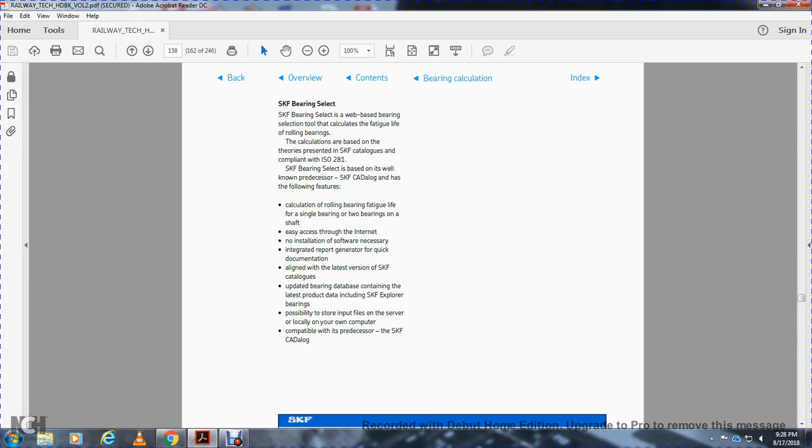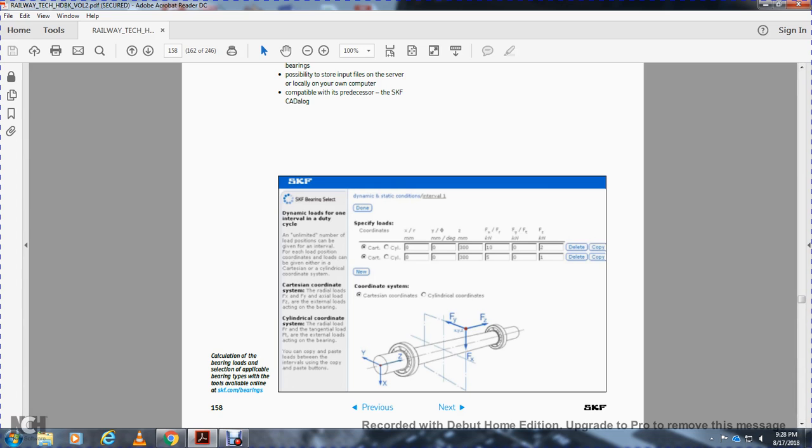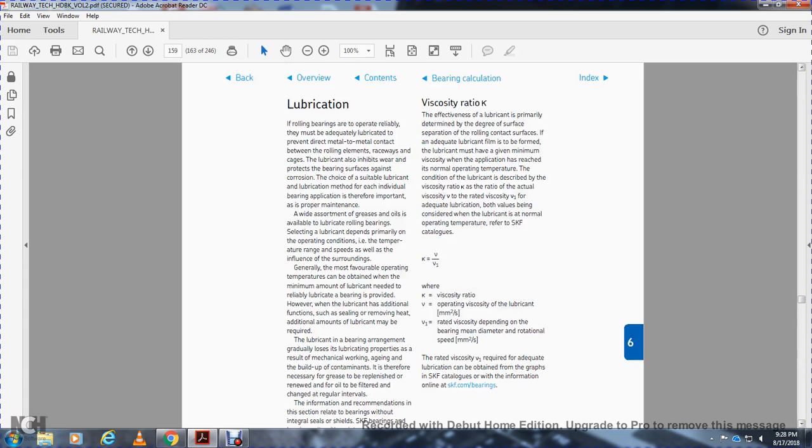Calculation of rolling bearing fatigue life for a single bearing or for two bearings on a shaft. It runs on the internet, so no installation software is necessary. An integrated report is generated for quick documentation, with the latest version of the SKF catalog and an updated bearing database containing the latest product data, including SKF Explorer bearings. There is the possibility to store the input on your own computer. It is compatible with the predecessor SKF catalog, and shows the calculation with bearing type selection, available online at skfbearings.com.